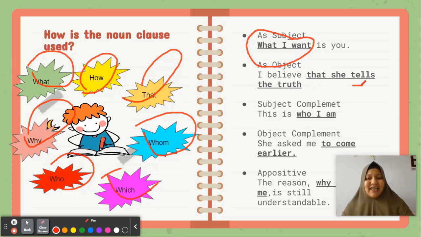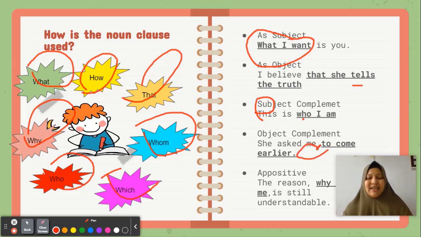Okay, and then how is the noun clause functioning as subject complement? Here is the example. This is who I am. Who I am is a subject complement. It completes the subject this. Okay. And object complement. She asked me to come earlier. To come earlier here is a noun clause that explains about me.